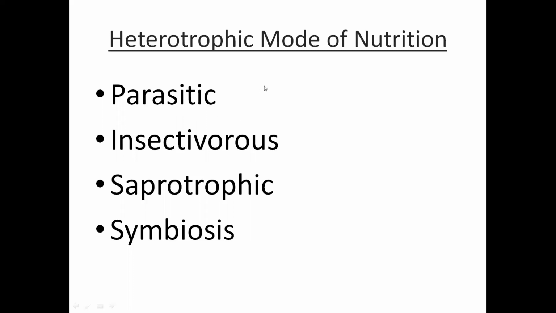So what are the heterotrophic modes of nutrition? One by one we will study. First one is parasitic mode of nutrition. Second one is insectivorous mode of nutrition. Third one is saprotrophic mode of nutrition. And fourth one is symbiosis mode of nutrition. So one by one let's study.